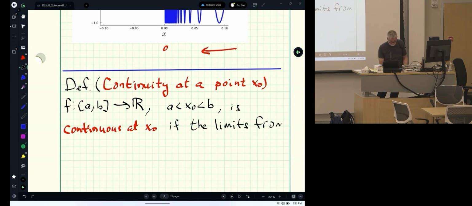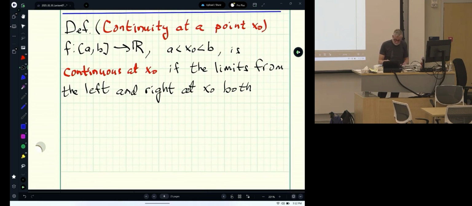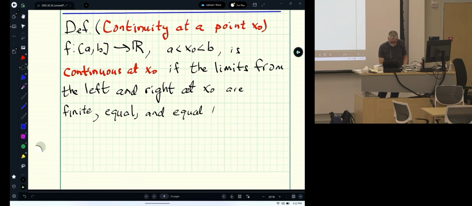The limits from the left and right at X0 are finite, equal, and equal the value of the function at X0.